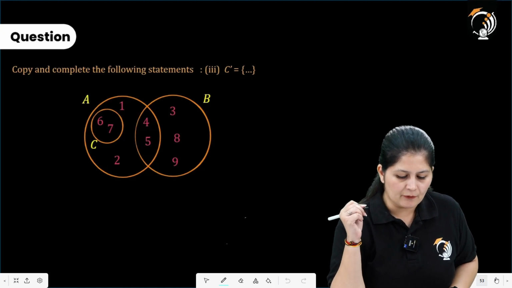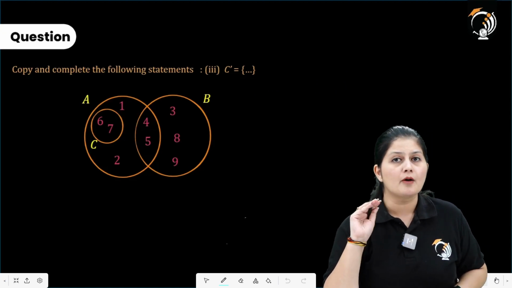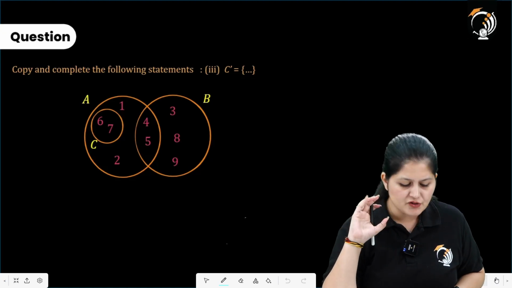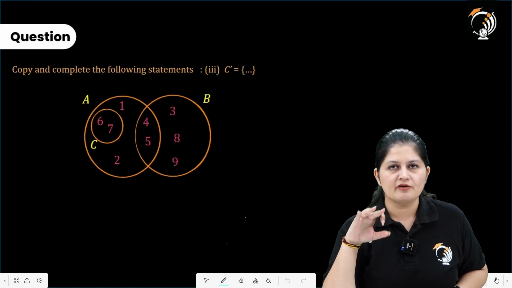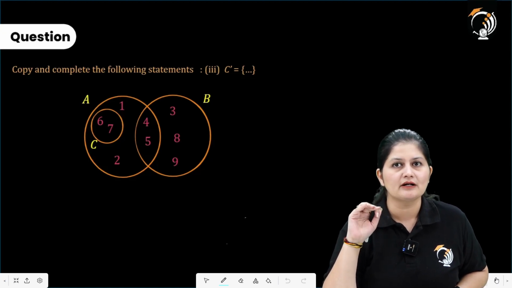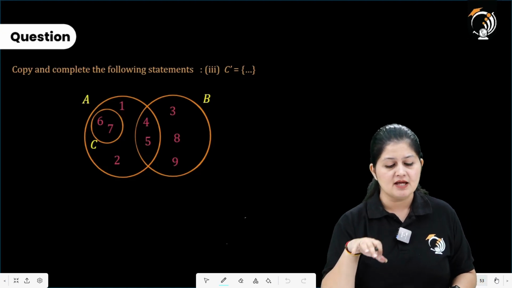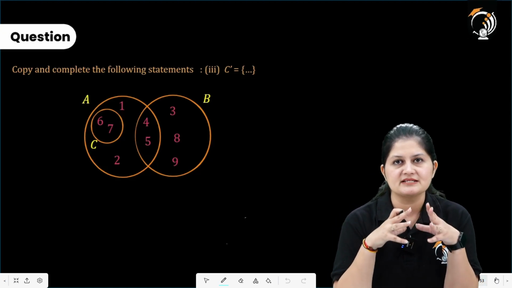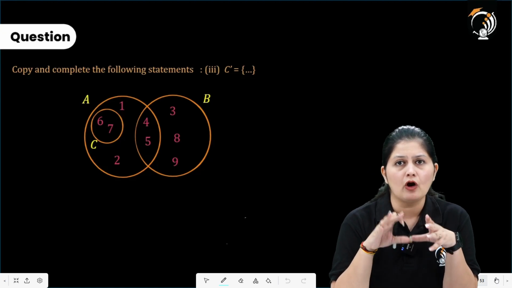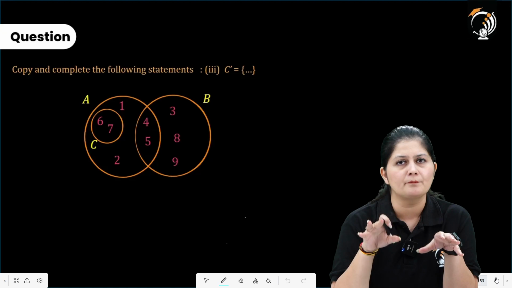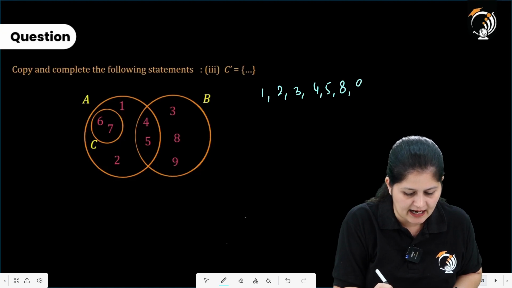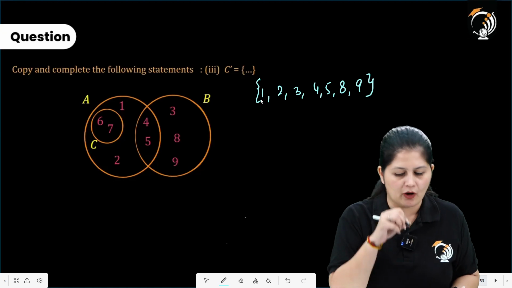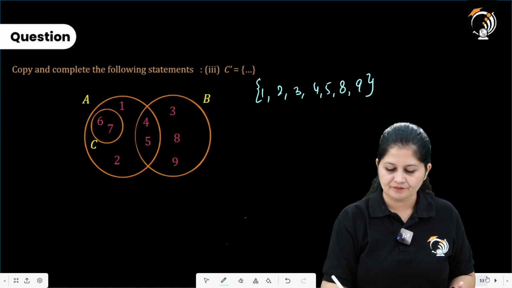Further, we need to find out the complement of set C, right? So set C comprises 6 and 7. The complement of set C means whatever other numbers we have here which are not a part of C. They are going to be 1, 2, 3, 4, 5, 8, 9. So these are all the complement of C here.